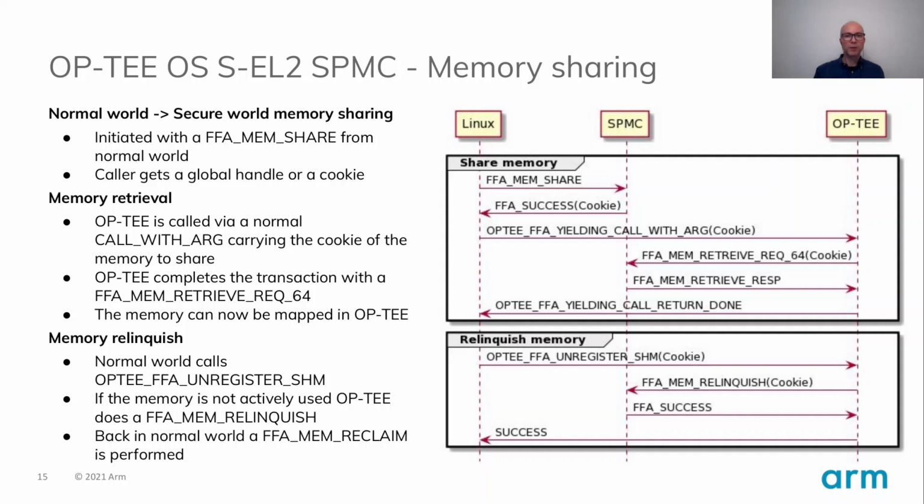Relinquishing, or stop sharing memory, is also a two-step process when started from the normal world. There's first a call to OPTEE FFA unregister SHM with the cookie as parameter. If OPTEE isn't busy using this memory, it will make an FFA mem relinquish call to the SPMC to release the memory and then return success to the normal world.